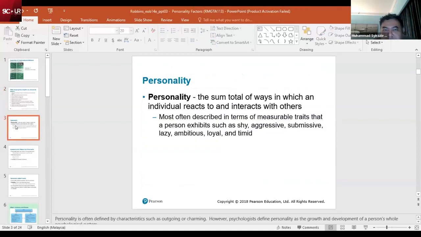Okay, first and foremost, we talk about personality. In definitions, it is the sum total of ways in which an individual reacts to and interacts with others. Okay, it says that most often described in terms of measurable traits, which can be seen that a person exhibits such as shy, aggressive, submissive, lazy, ambitious, loyal, and timid. Okay, that's personality. The total sum of ways in which we can see how the person reacts and interacts with each other.